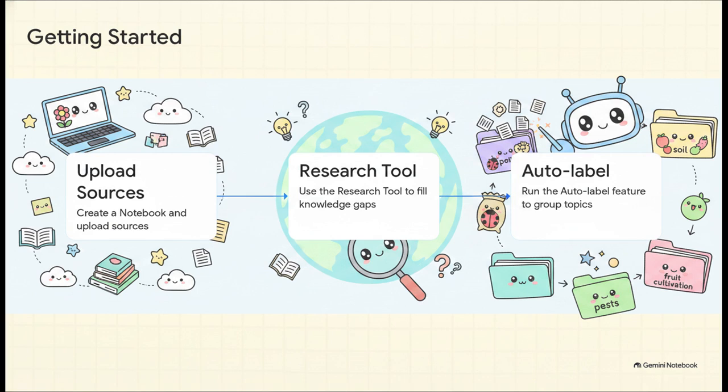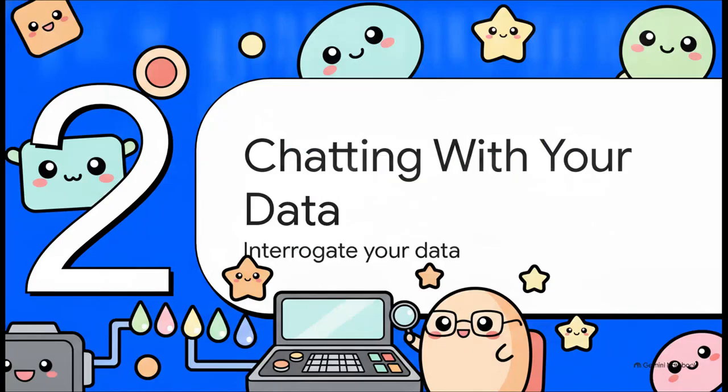And step 3, actually, this is where it gets really cool. You run the auto-label feature. The AI automatically groups your huge, unwieldy list of sources into clean, logical categories. So a messy list of, say, 20 gardening links automatically becomes these beautifully organized folders like soil, pests, or fruit cultivation.